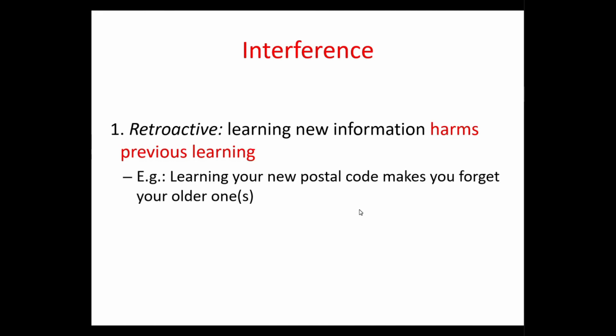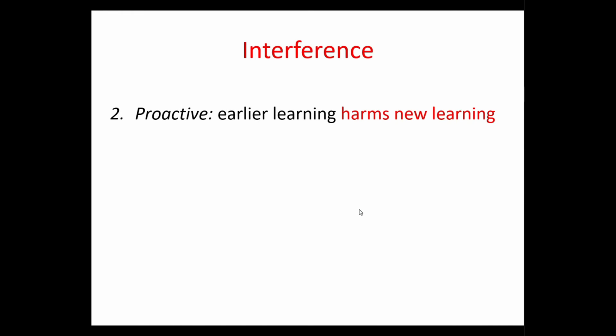This has happened to me with my postal codes. I cannot remember my prior postal codes. They are a mess or a jumble, nor can I remember my prior phone numbers. Proactive interference is when earlier learning harms new learning.